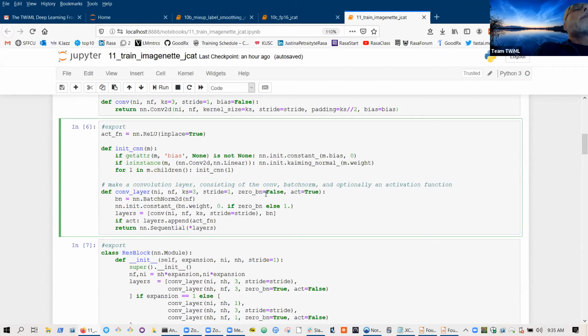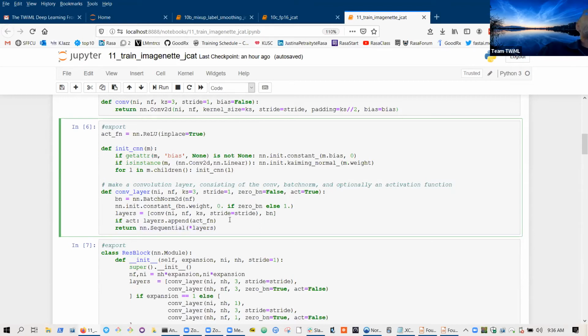zero_bn parameter that tells you, if it's true, then you initialize the batch norm weights to 0, and otherwise you initialize them to 1. So let's see, nn.BatchNorm equals... Okay, so this is a batch norm layer. That's bn. nn.init.constant on bn.weight. So you initialize the batch norm weights to 0 if this zero_bn flag is on. Otherwise, you initialize the weights to 1. Then you specify the layers that you want, a convolution layer and a batch norm layer, and optionally an activation layer. And then you build your convolution network with those layers as input. So this part is fine.